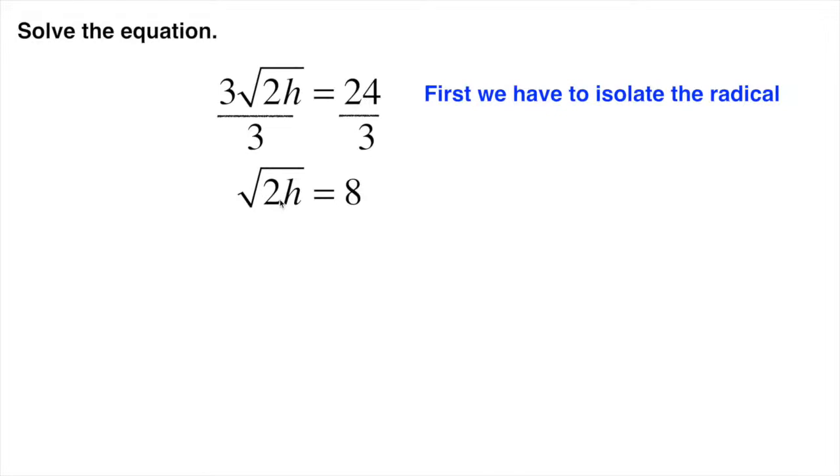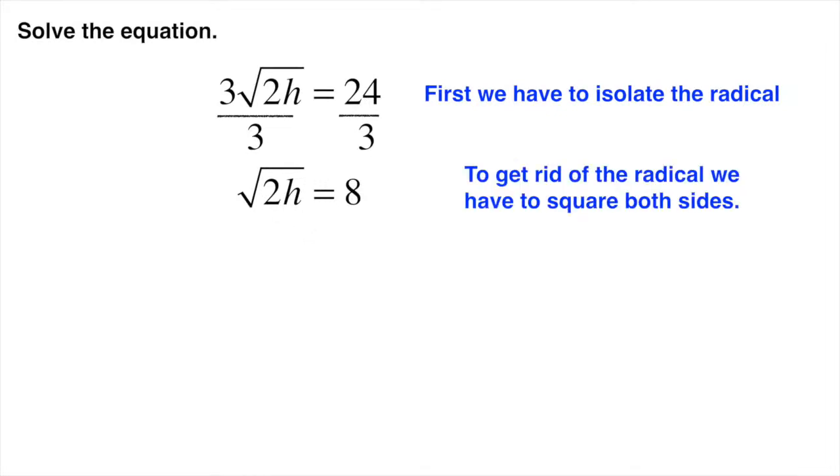All right, now in order to get rid of this radical, I'm going to have to square both sides. Remember, the square root and a radical cancel each other out. So I'm going to square both sides. Remember, I can't just square this side. That would change the value. So I'm going to have to square both sides. That 8 is going to be squared as well.